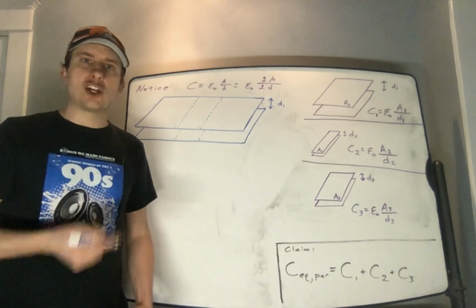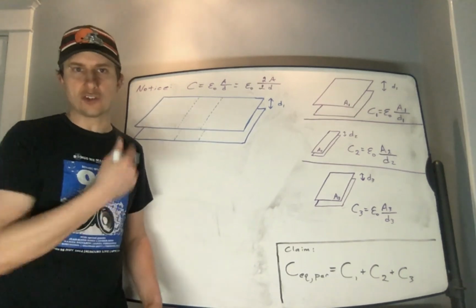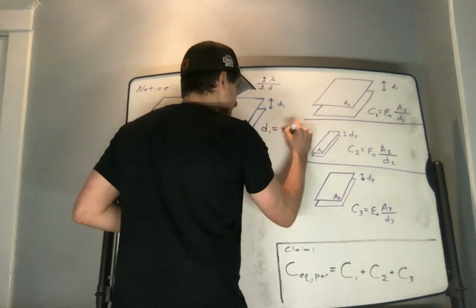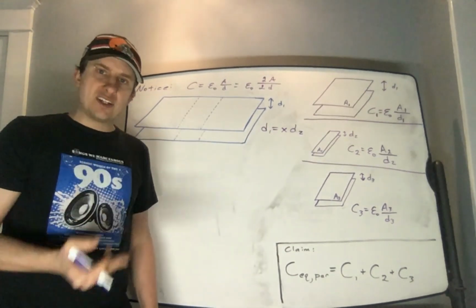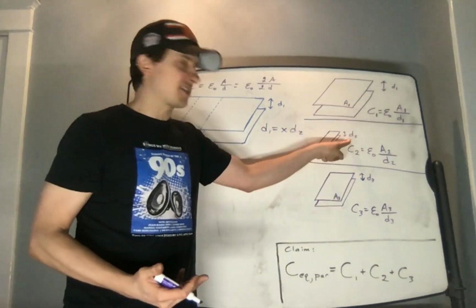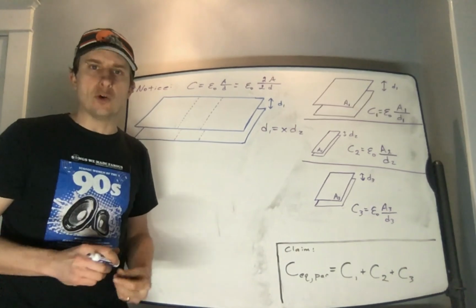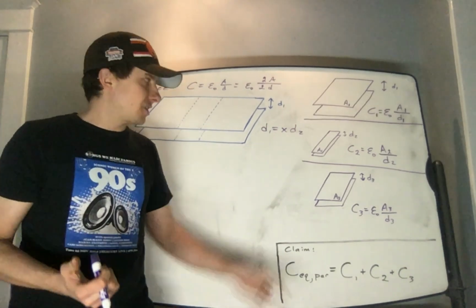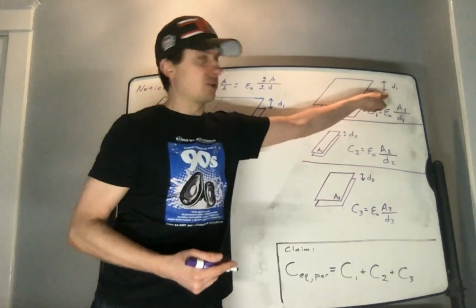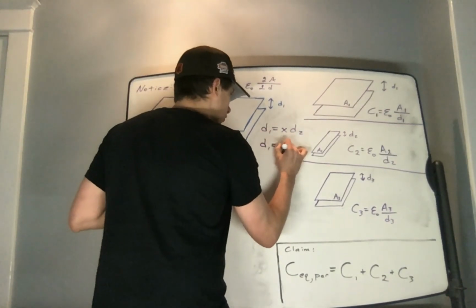If we say that we need to change the distance between the plates of capacitor 2 by a factor of x until that distance is equal to d1, then that implies that I could write d1 is equal to x times d2. For example, if the distance between the plates of capacitor number 1 is 4 times greater than the distance between the plates of capacitor number 2, I need to multiply d2 by 4 to have that be equal to d1. Similarly, if I have to change the distance d3 by a factor of y until this distance is equal to the distance between the plates of capacitor number 1, I could write d1 is equal to y times d3.